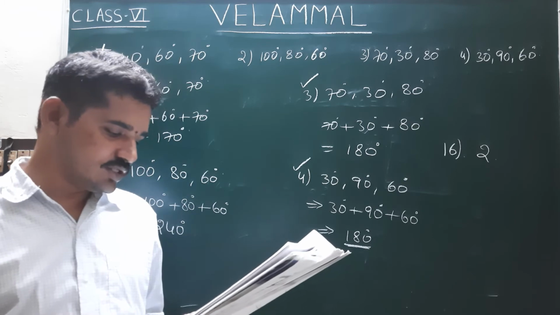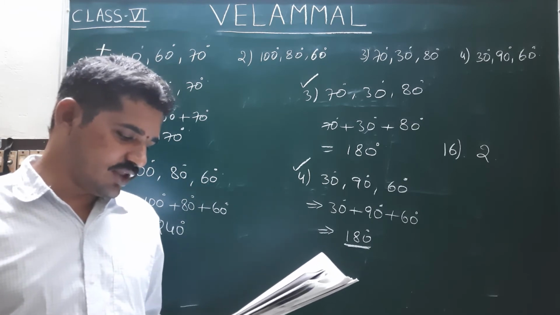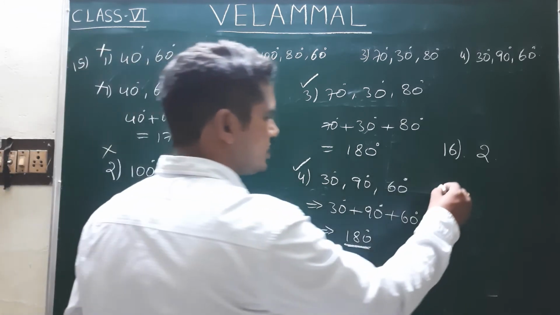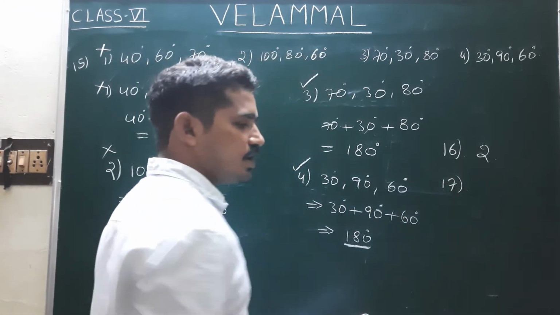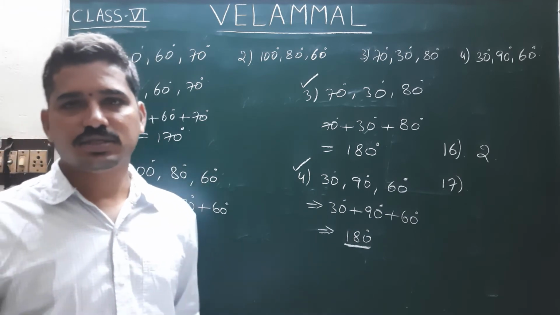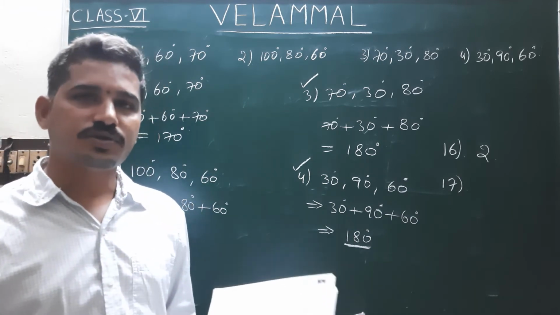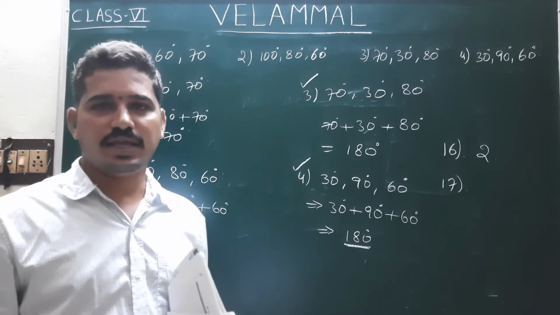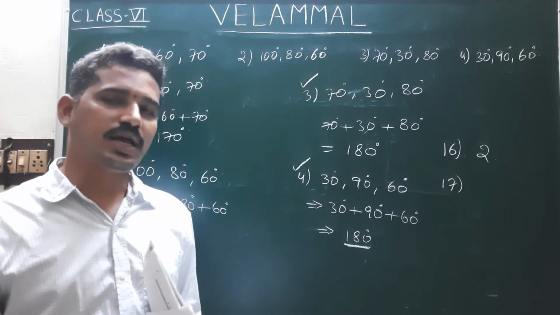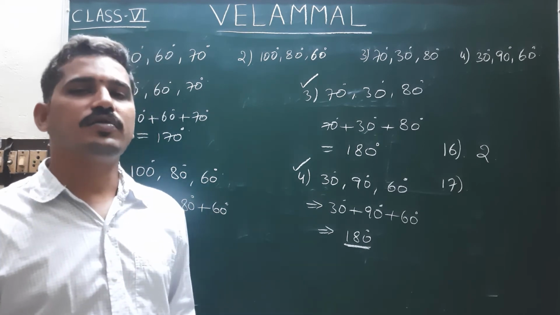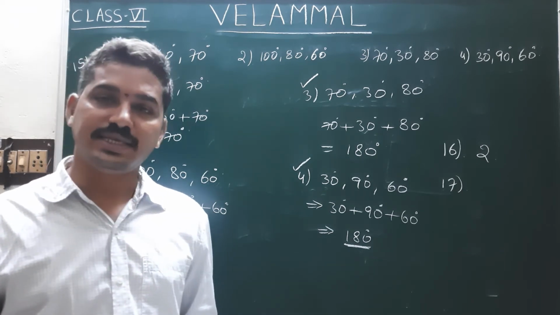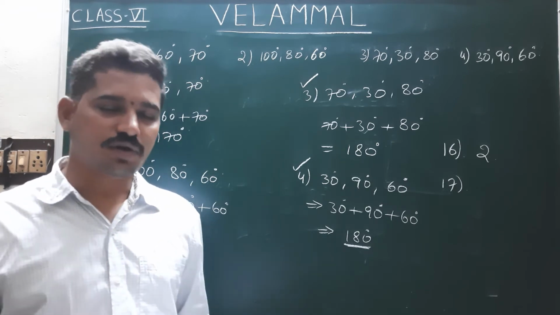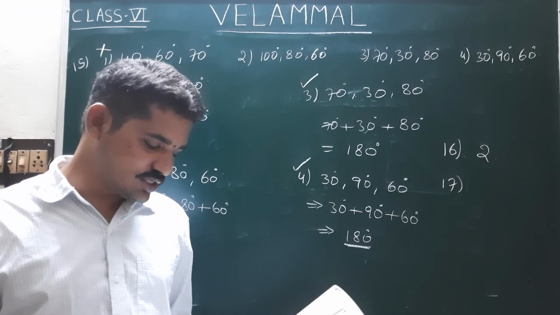And the 17th question, statement 1: Every equilateral triangle is an isosceles triangle. It is a true statement. Every equilateral triangle can also be called an isosceles triangle. Why? In an isosceles triangle there must be two sides equal, then the triangle is called an isosceles triangle. In the equilateral triangle it is already said that the three sides are equal, so two sides will always be equal. So an equilateral triangle can also be called an isosceles triangle.